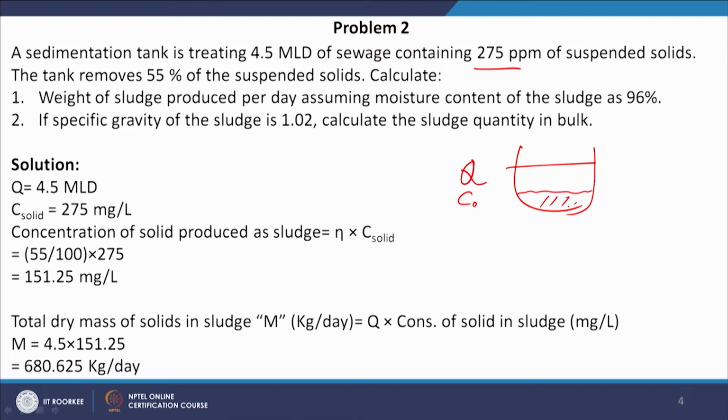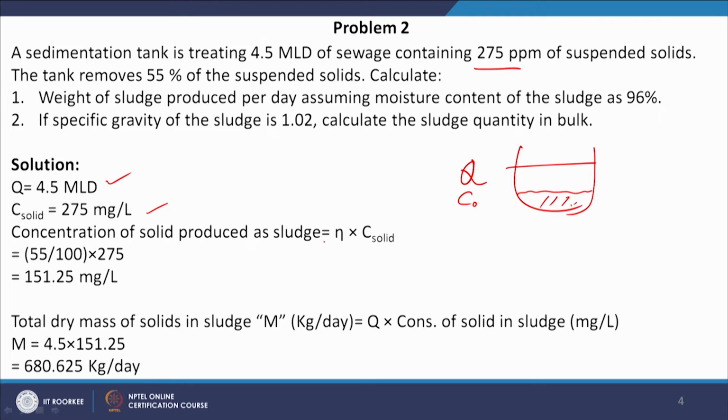So, now we can calculate the amount of solid that is coming here if we maintain the same flow rate, and for the same flow rate, 55% of the solid present in that sewage will be settled here. Okay. So, let us see, Q is equal to 4.5 MLD, million liters per day, and then C solid is 275 mg per liter. So, the concentration of solid produced as sludge we have to calculate.